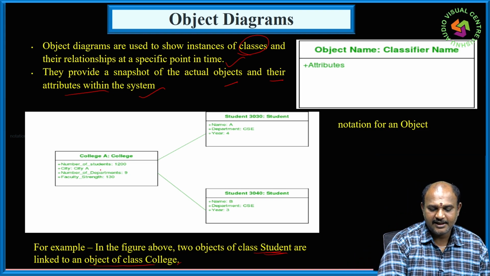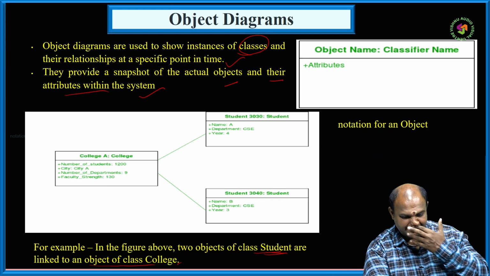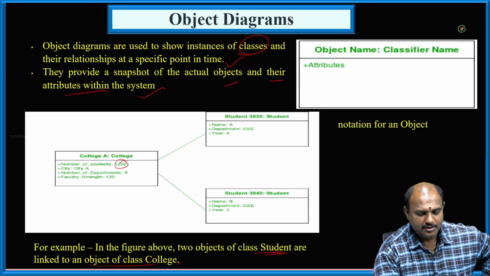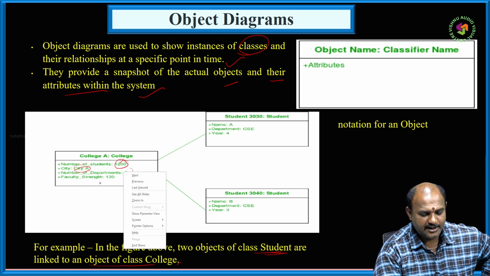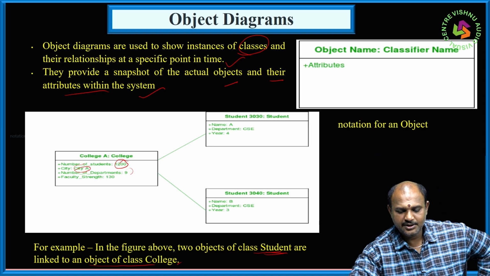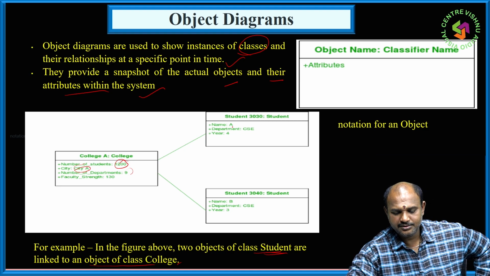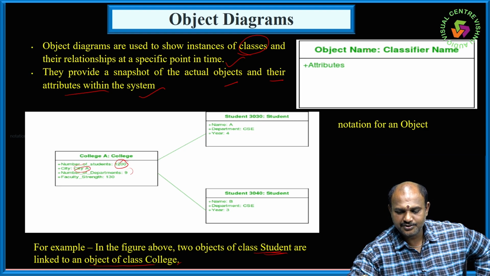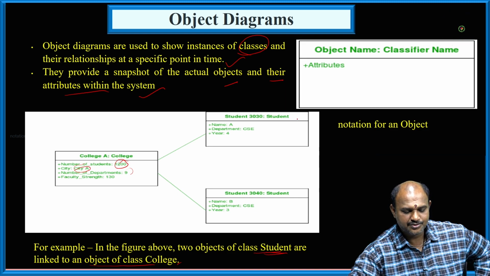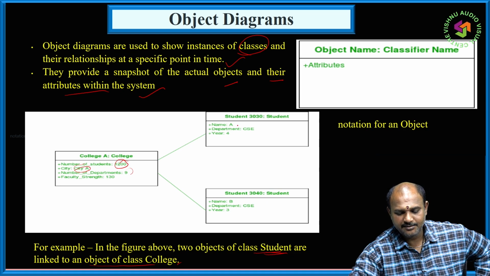So this is the college object. We have the number of students 1200, city A, number of departments 9, and faculty strength 120. This is the college level. In that we used one more object, student 3030, which is the object name, and his classifier name is student. Here the class name is A, department CSC and year is 4.